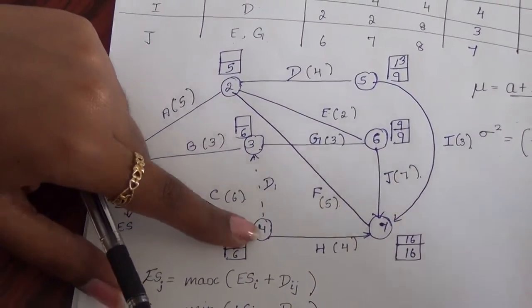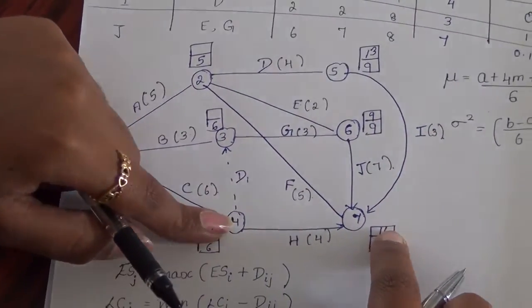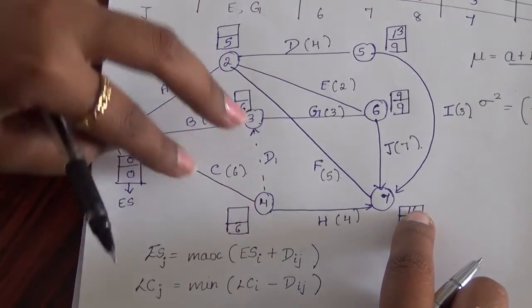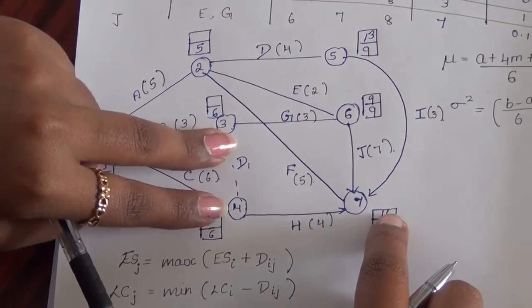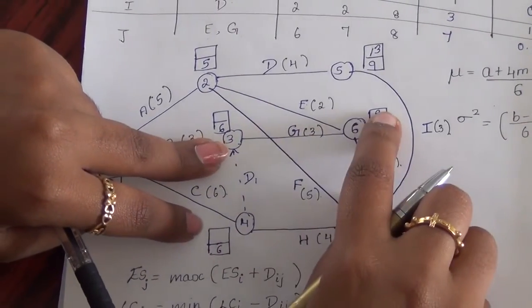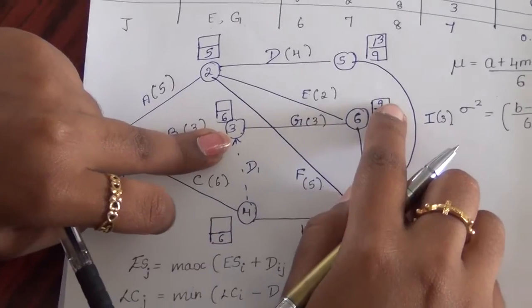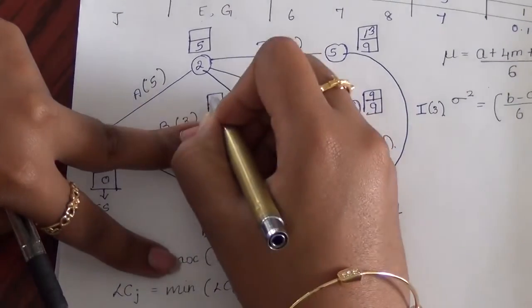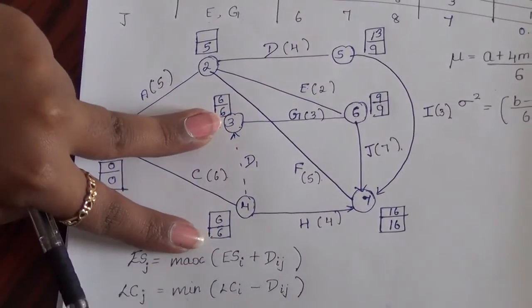Pointing into the 4 now, 16 minus 4 will be 12. Similarly, since B and D already have the same together, B already points to 9 minus 3, 6. Since the minimum value is 6 compared to this 12, I am representing both as 6, because we have to find only the minimum value for the latest completion time.